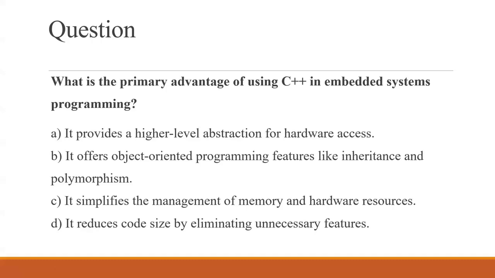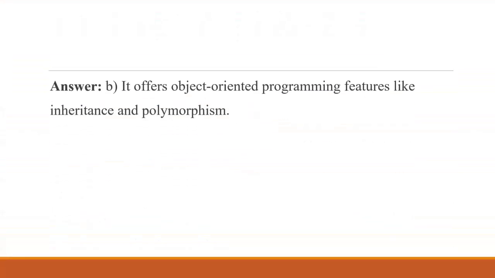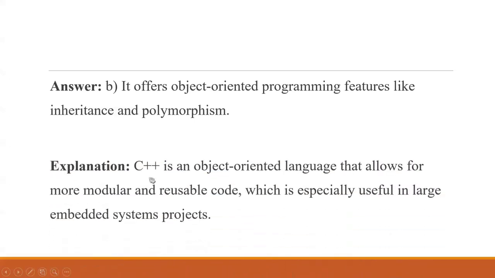What is the answer? As we said earlier, C++ supports object-oriented programming. So we find that it is B, because it offers object-oriented programming features like inheritance and polymorphism. As we had said, C++ is an object-oriented language that allows for more modular and reusable code, which is especially useful in large embedded system projects.